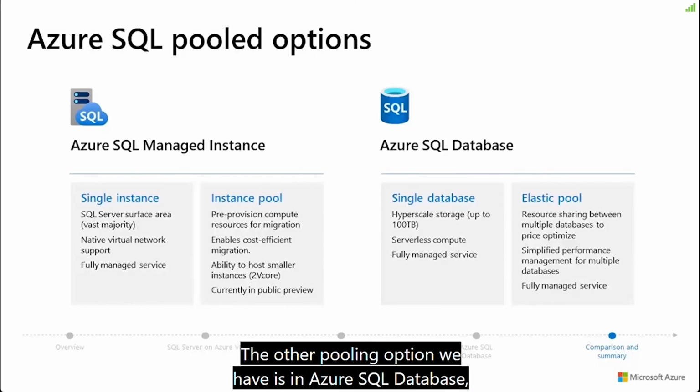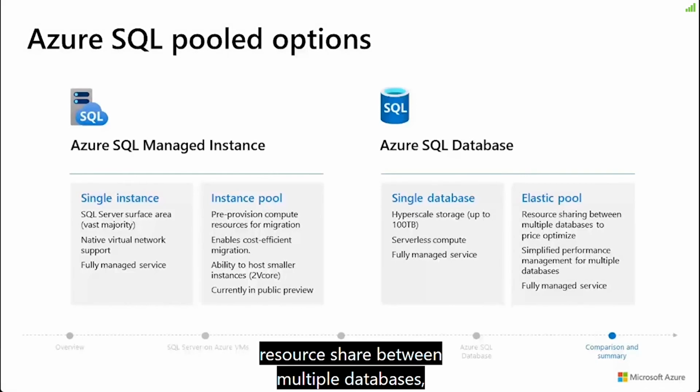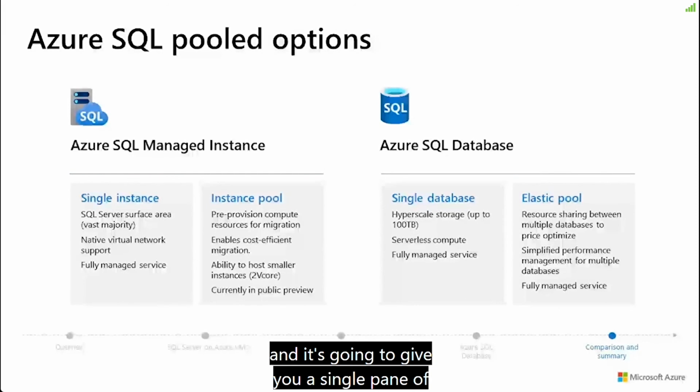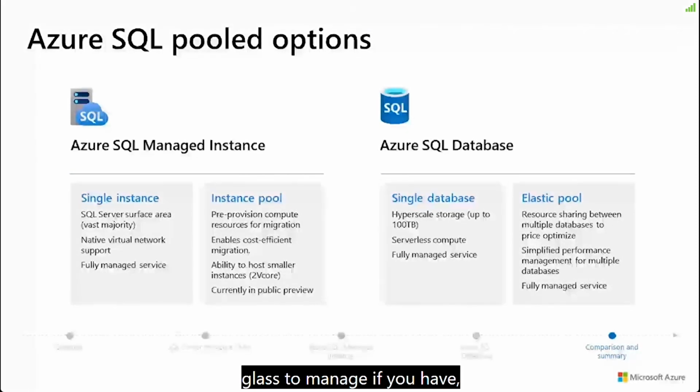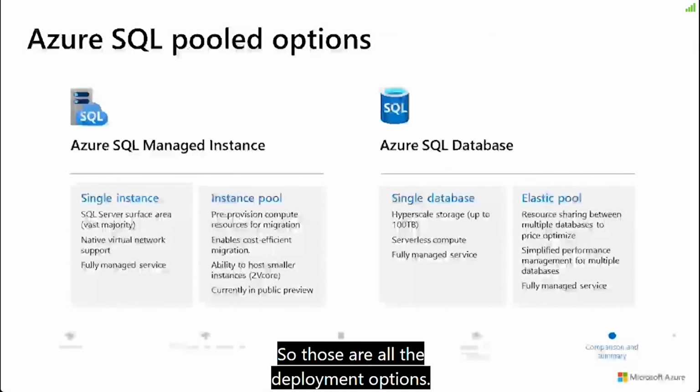The other pooling option we have is in Azure SQL Database, and this is Elastic Pool. And this is going to allow you to resource share between multiple databases, and this is going to allow you to price and performance optimize, and it's going to give you a single pane of glass to manage if you have, say, a multi-tenant application with many, many databases sharing resources. So those are all the deployment options.